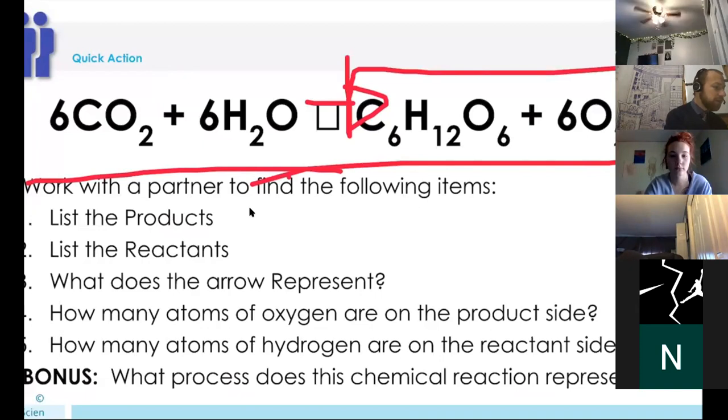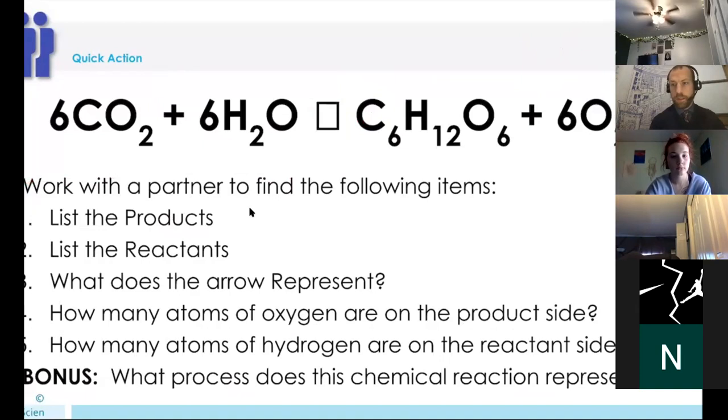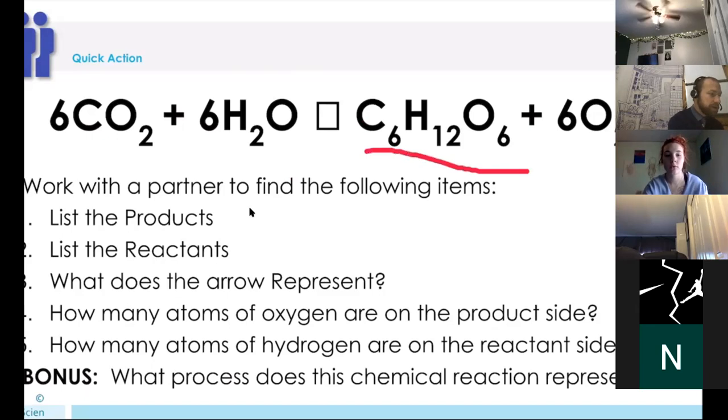How many atoms of oxygen are in the product side? So we're looking at this side over here. We want to count individual oxygen atoms. A lot of people did not do very well on this portion of the daily quiz last time. So really take your time. Look at them individually, right? In this product, that's one molecule. In that one molecule, how many oxygen do we have? 1, 2, 3, 4, 5, 6, right? That's this number down here. So over here, we have 6.